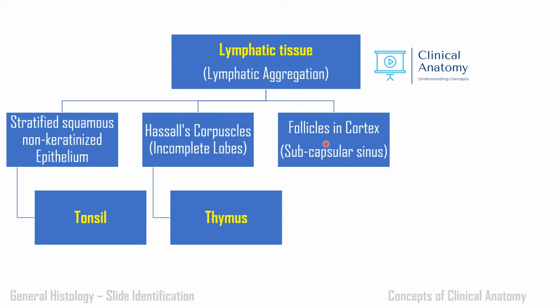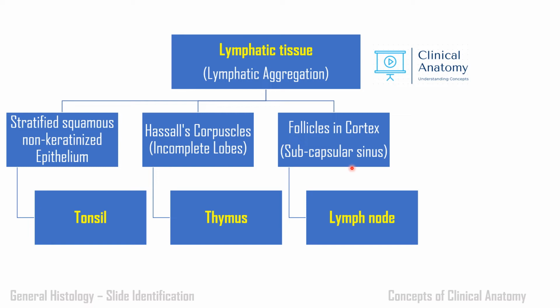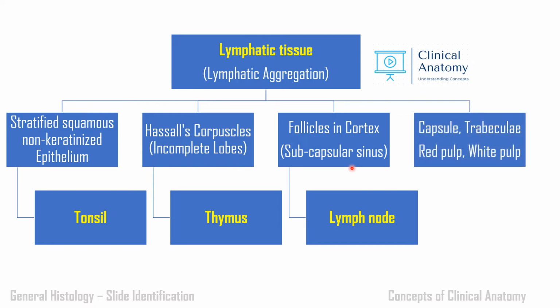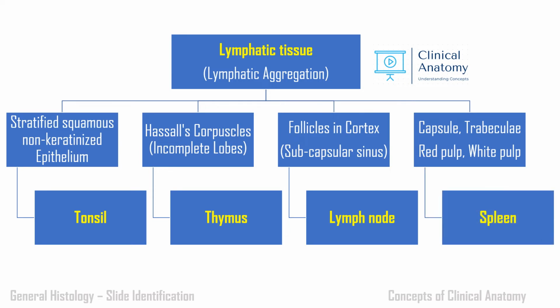If the lymphatic aggregations are divided into cortex and medulla, with the cortex having more follicles, with a subcapsular sinus, that is, behind the capsule there is a very thin space, then it is a slide of lymph node. Then if these features are not there and it has the capsule, trabeculae, red pulp and white pulp, then this is the slide of spleen. I will show you the individual slides in the upcoming slides.